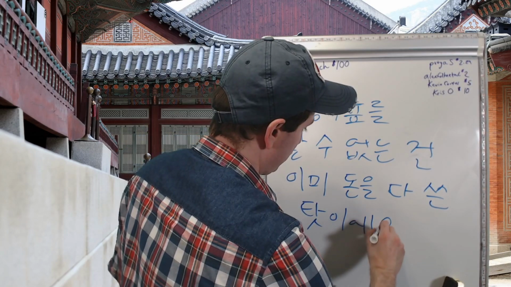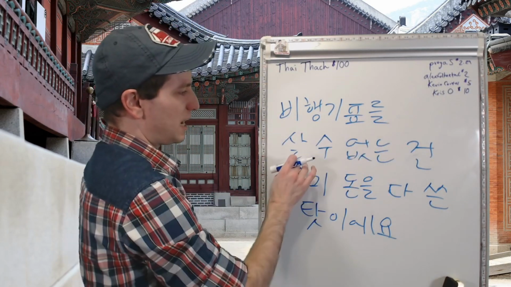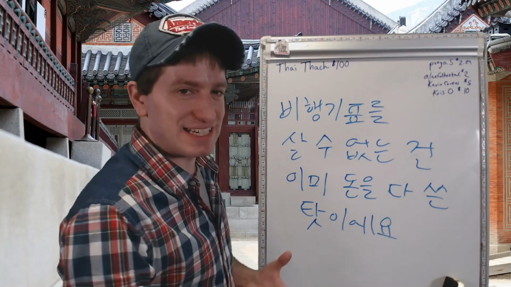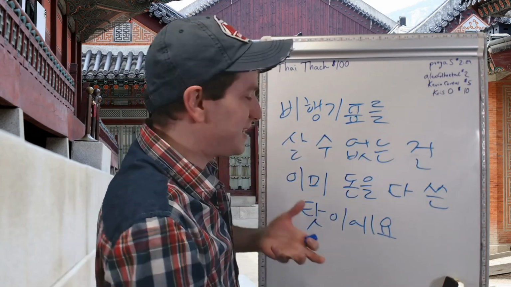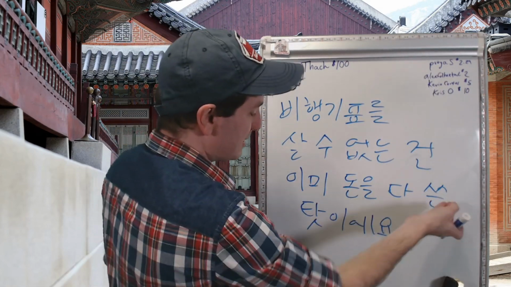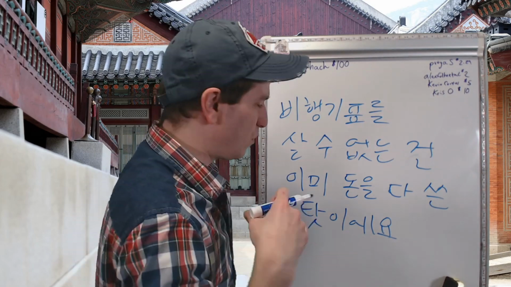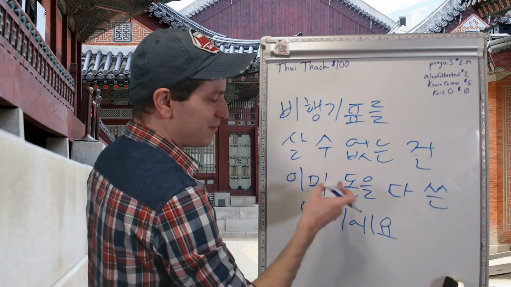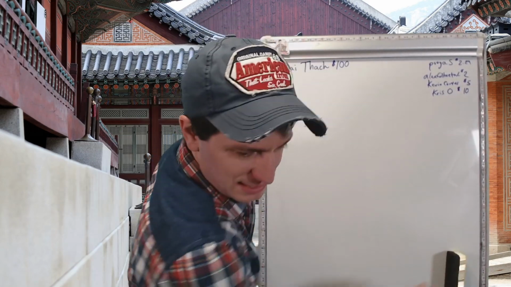You could also say it reversed like this. So 비행기 표를 살 수 없는 건. So the act of me not being able to buy a plane ticket, or just me not being able to buy a plane ticket, is 이미 돈을 다 쓴 탓이에요. Well, the reason is, what you can blame it on is, the cause is, I already used all of the money. So let's do one more sentence with this 탓 form.